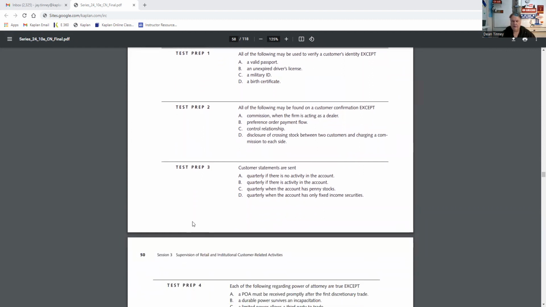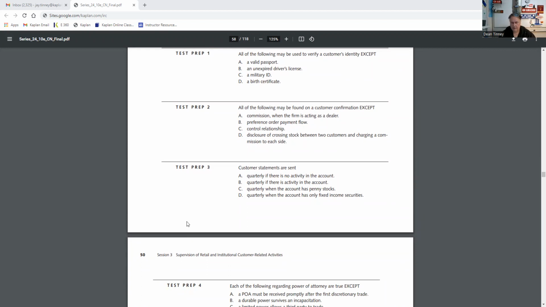Test prep 7: All the following may be found on the customer confirmation except. Well, A is nonsensical: commission when the firm is acting as a dealer. When acting as a dealer, we do not charge commissions. We charge markups or markdowns. So right out of the gate, we know that the answer is going to be A.